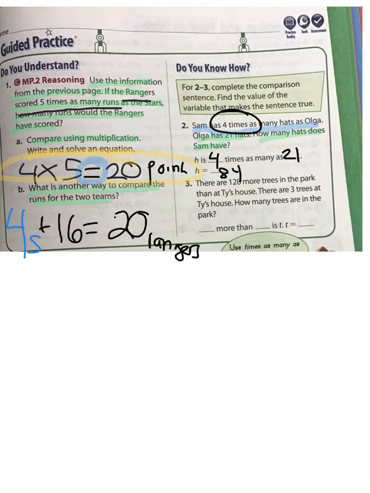All right, part number 3. There are 128 more trees in the park than at Ty's house. There are 3 trees at Ty's house. How many trees are in the park? So 3 more than 128 would equal 131 trees.